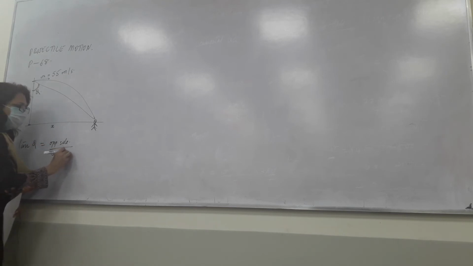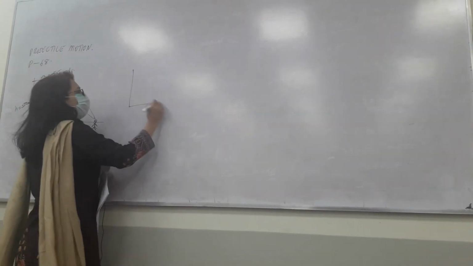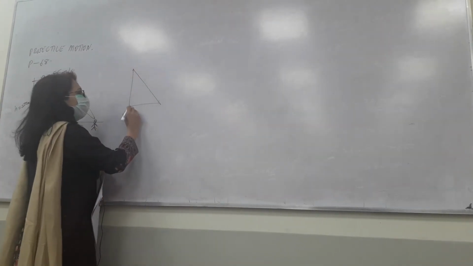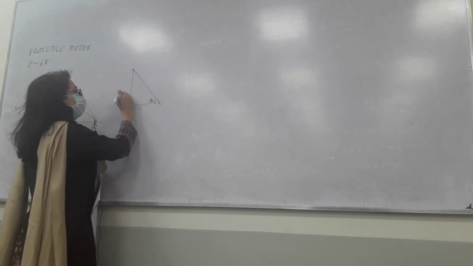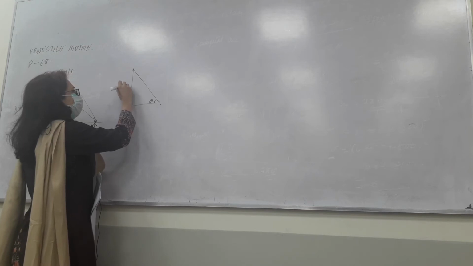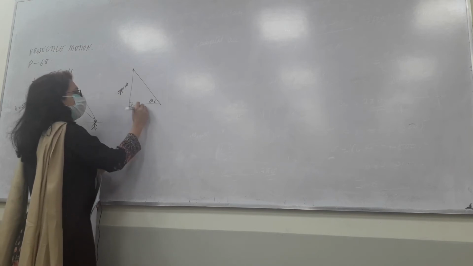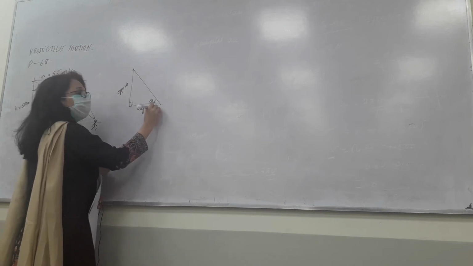Remember? This was our example of a right angle triangle. If this is a right angle, if this is phi, then this is the opposite side and this is the adjacent side. Is this making sense?